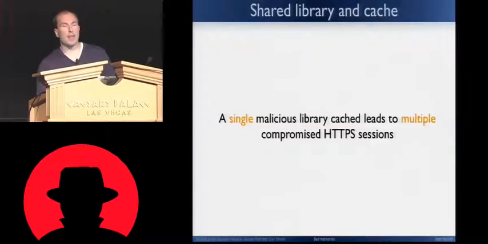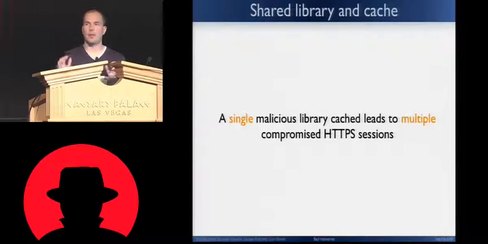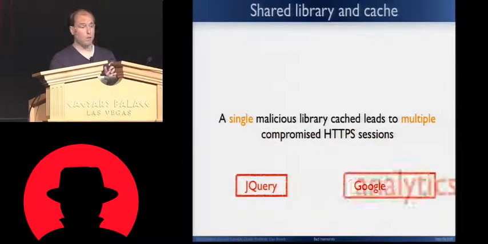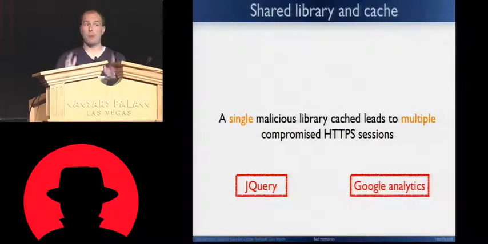What makes this attack even more powerful, and I think that's the thing we really want to raise attention to, is that if you are able to cache a malicious library like Google Analytics or jQuery, then you can compromise multiple websites with one injection. So if the user clicks through one bad warning, he gets all the websites using, let's say, Google Analytics, which is about 15,000 of them.